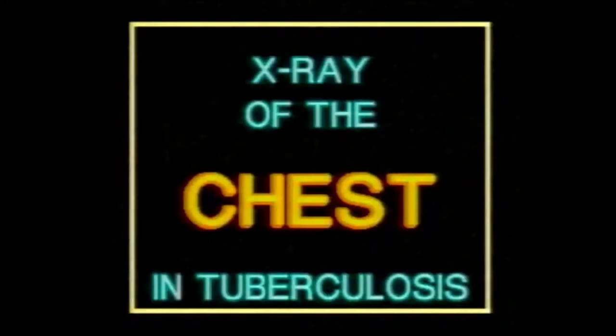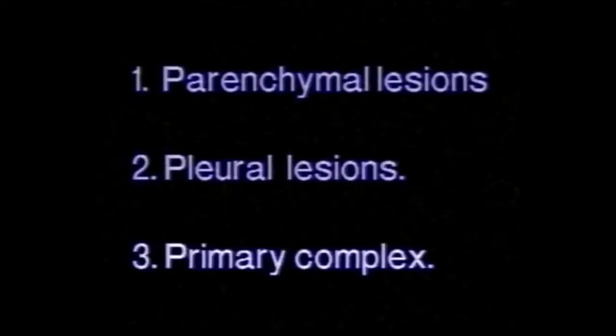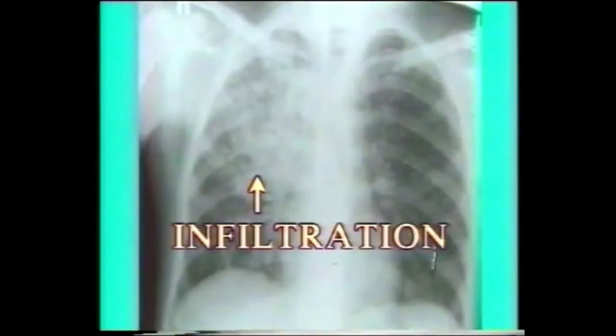We will study the X-ray lesions of tuberculosis under three headings: the parenchymal lesions, the pleural lesions, and the primary complex. The characteristic lesion of early tuberculosis is infiltration. It is a soft, fluffy opacity like spread out cotton with tiny opacities merging into each other, interspersed with streak-like shadows.